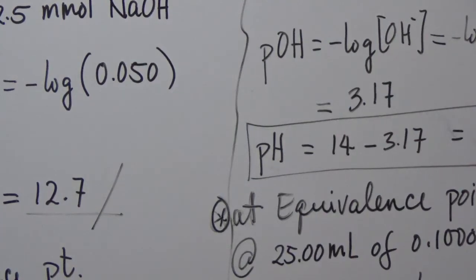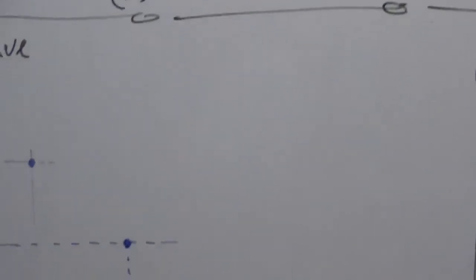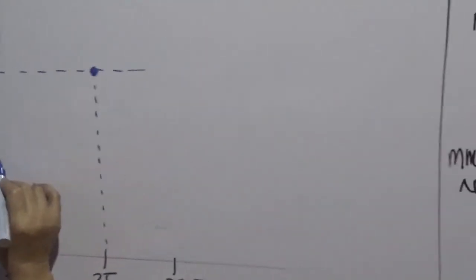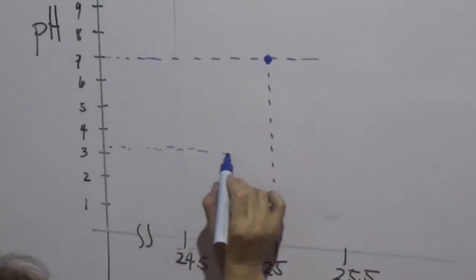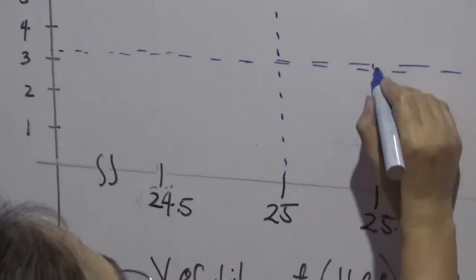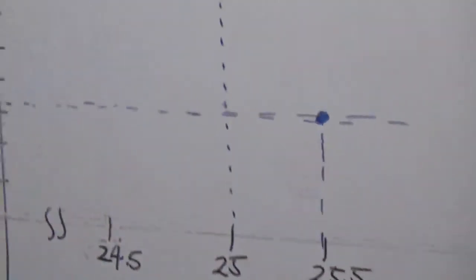The dots, and if it is 25 ml, the pH is 7. So maybe I'll just have it here, a dot, at 25. And at 25.5, the pH is 3.2. So somewhere here. Again, it's around here. Then you can connect all the dots.